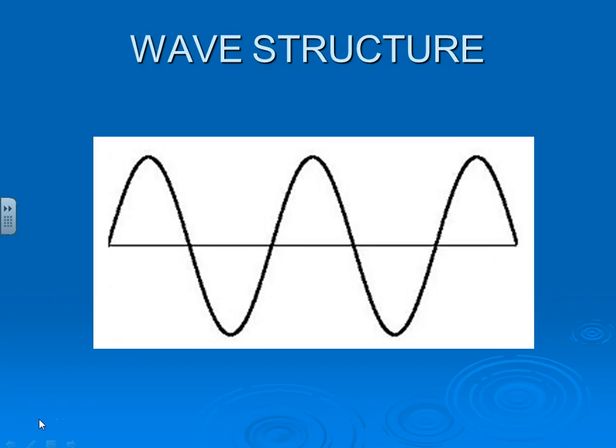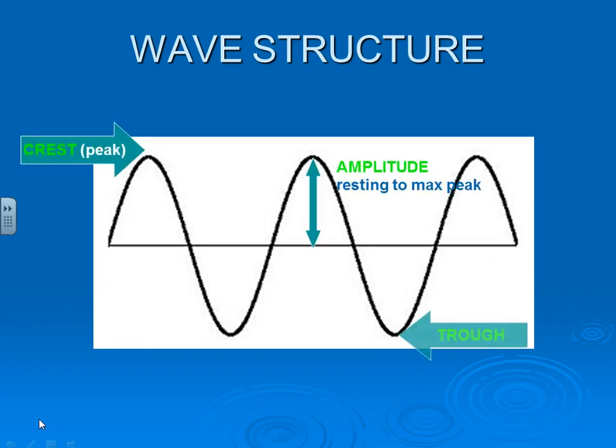Not good. So the first three things that we are going to label: go ahead and label your crest or peak, which is the top of the wave. Go ahead and label your trough, which is the bottom of the wave.